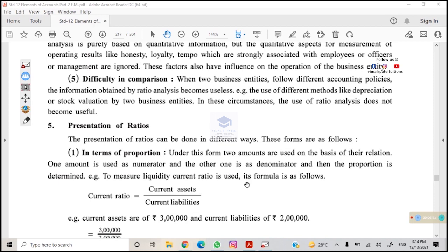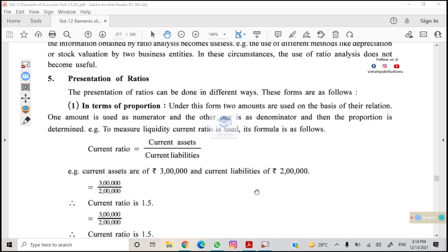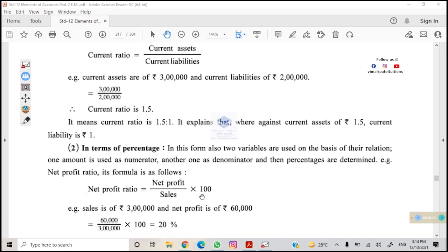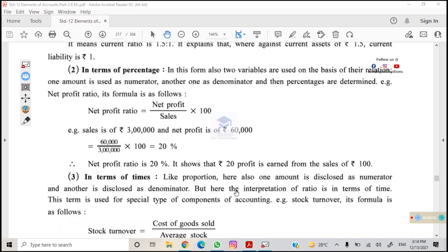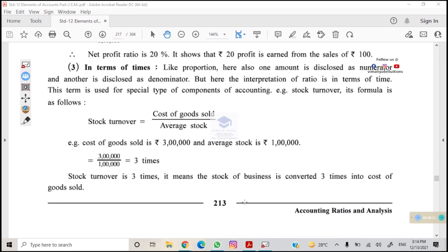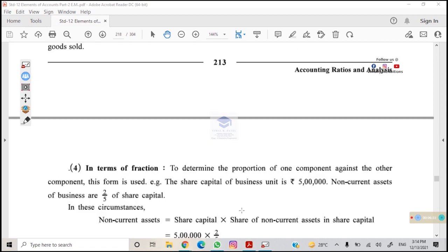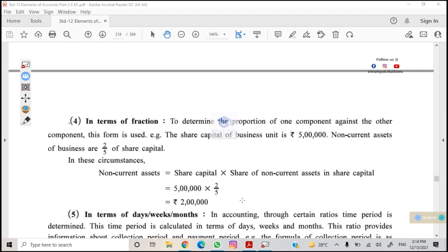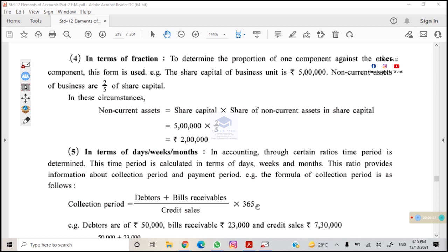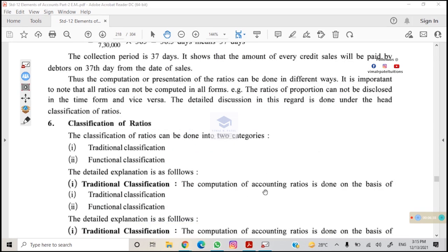Now, presentation of ratio. Ratio can be presented in terms of proportion, that is, in the form of X is to Y. Then in terms of percentage, when it is multiplied by 100. In terms of times, that is turnover. Or in absolute form, or in terms of fraction. In terms of days, weeks and months.